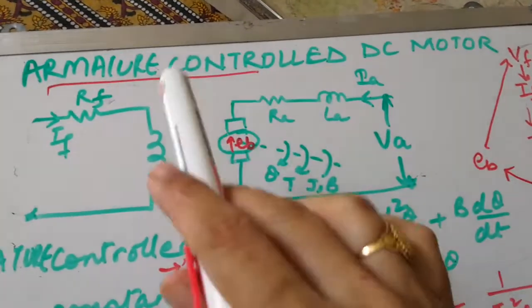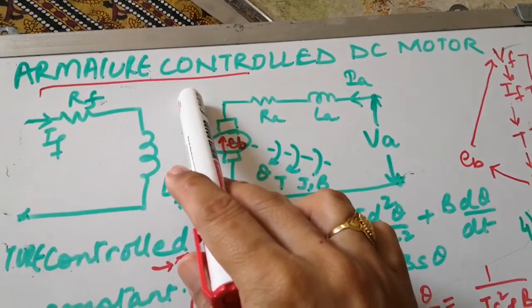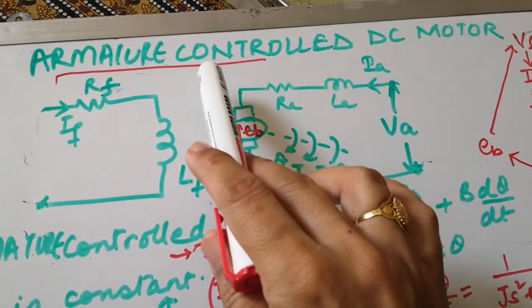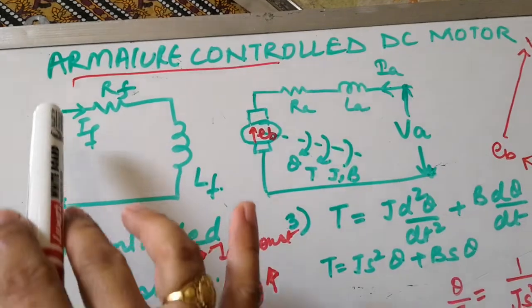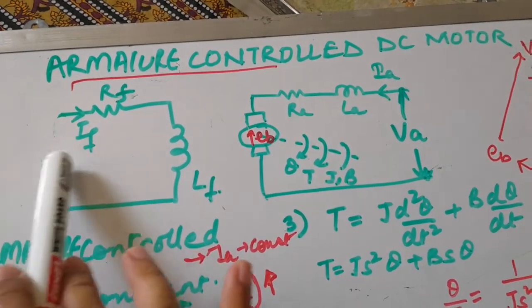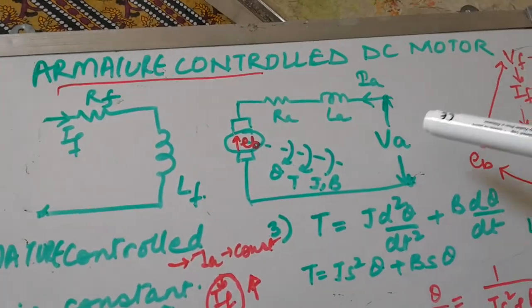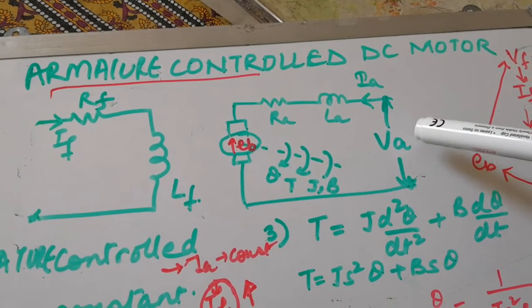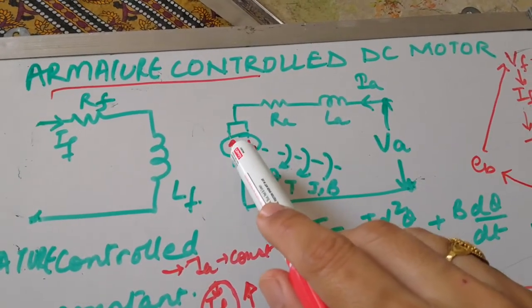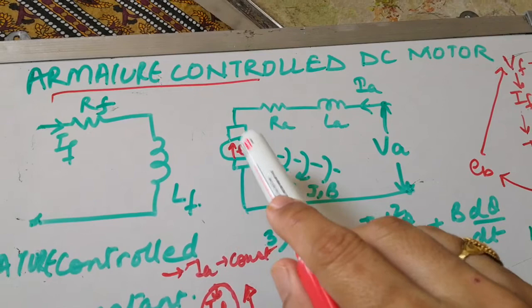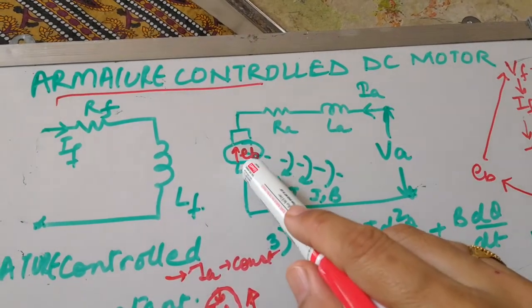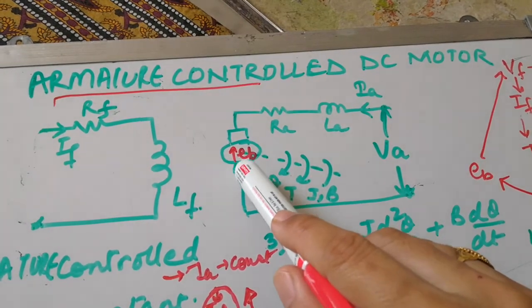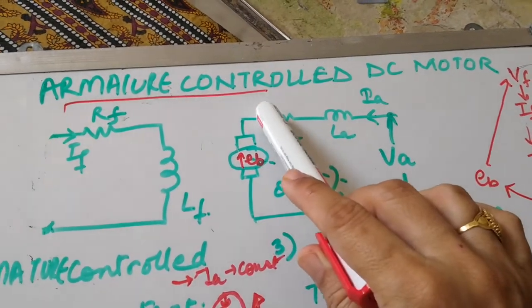So now we have come to our armature controlled DC motor. Basically, the difference here is, if you check the diagram, it is the same. But now this thing is constant. We are not applying any external voltage here, but we are applying the voltage here. Now what is the property of the armature? The armature consists of coils. So as soon as we apply a voltage here, a back EMF EB is developed here. This is the main difference in the armature controlled DC motor.